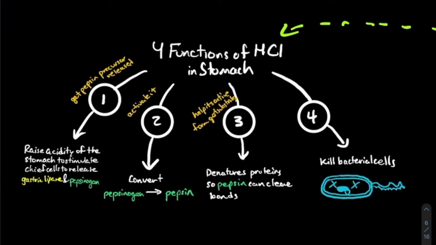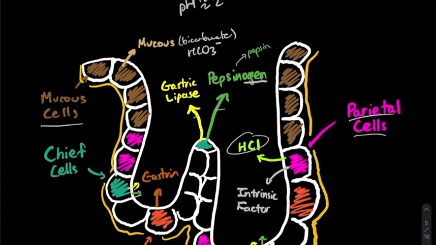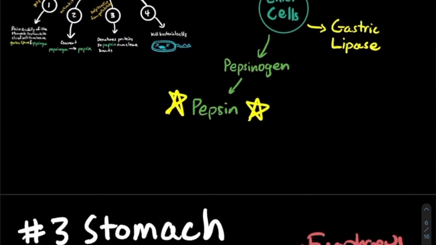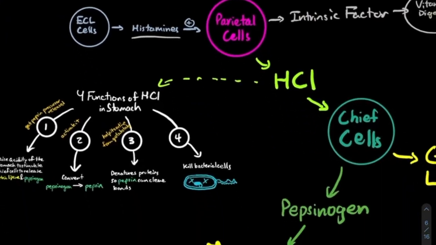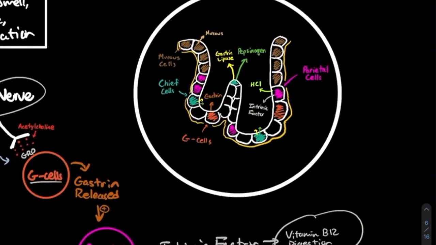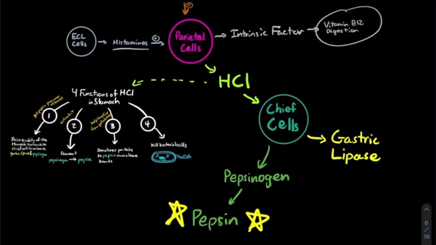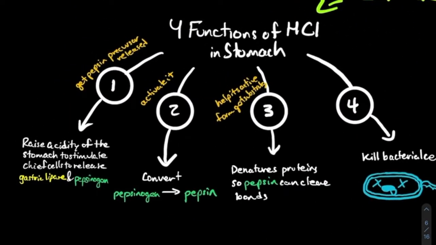And a lot of them actually have to do with pepsin, which is that protein we had that's an enzyme involved in the digestion of protein. So the first function of hydrochloric acid is it's going to raise the acidity of the stomach, lowering the pH to stimulate the chief cells, which we talked about right over here, to release gastric lipase, yellow for breaking down fats, and pepsinogen. So the first step of HCl is to get that pepsinogen secreted. The second step is to activate that pepsinogen.